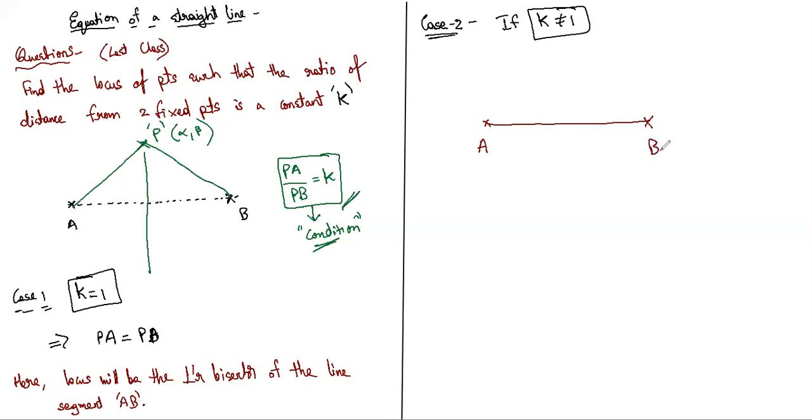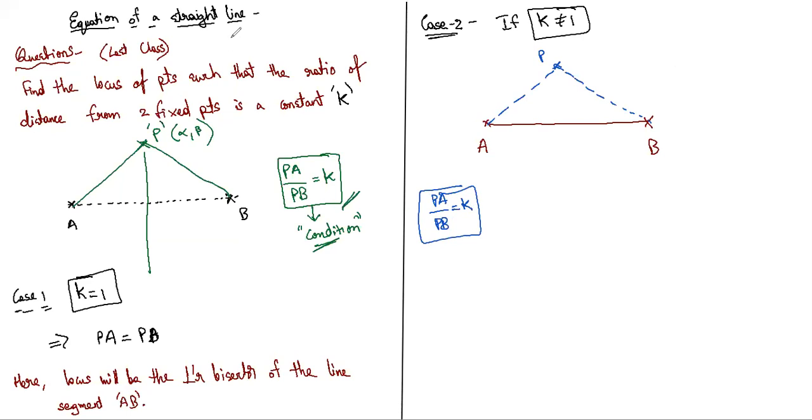So let us consider 2 points, A and B. We want to find the locus of points such that if you take the distance of any point P from the fixed point A, and divide it by the distance PB, you should get PA by PB is some constant.